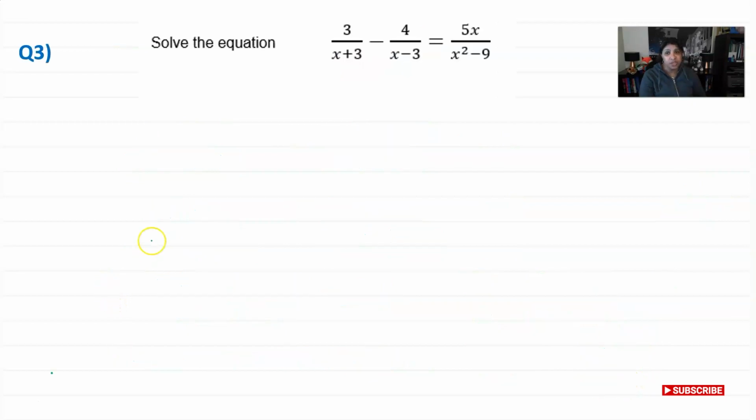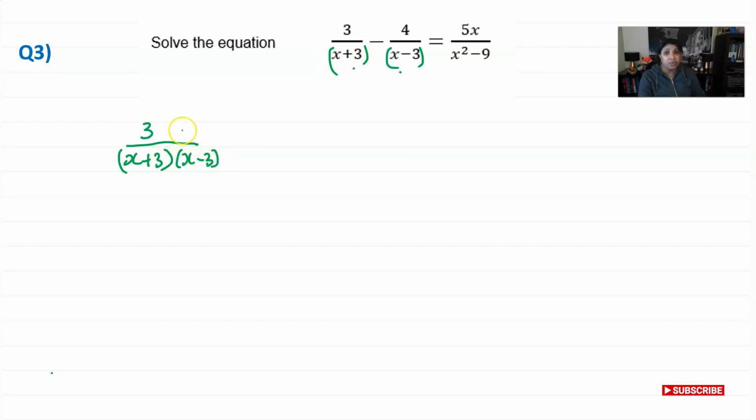And now for the last question, we are asked to solve 3 over x plus 3 minus 4 over x minus 3 equals 5x over x squared minus 9. Okay, so what we need to do is have the same denominator because we have fractions on this side, which we need to subtract. So I'm going to multiply this part with x minus 3 and then this side with x plus 3.